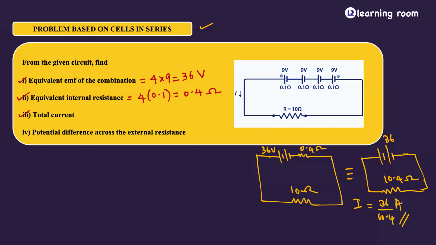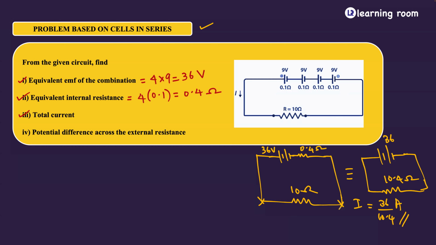That is the total current. Now, the next question they are asking is, what is the potential difference across the external resistor? Right? So this is the external resistor. Across the external resistor, whatever is going to be the potential difference, it will be the same value as that of the terminal potential difference across the cell.